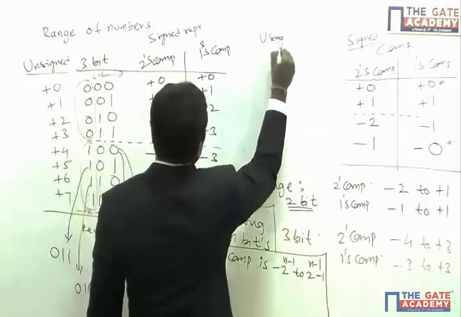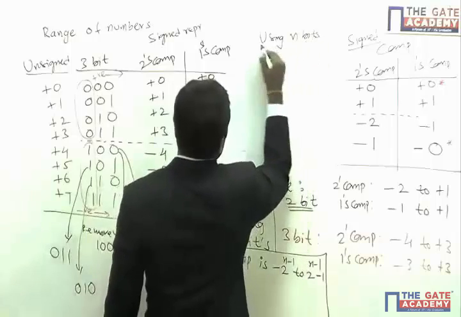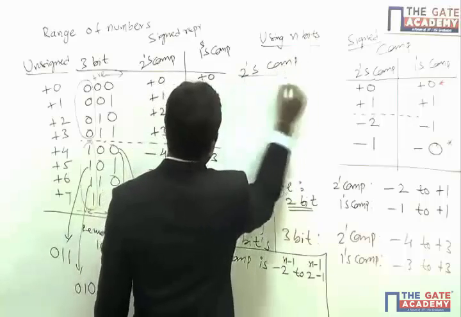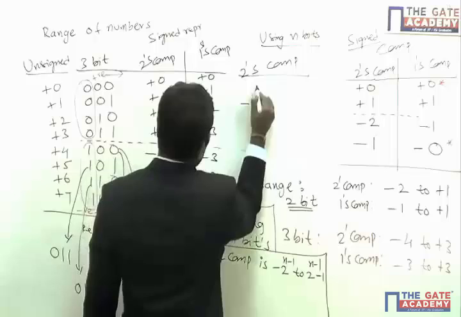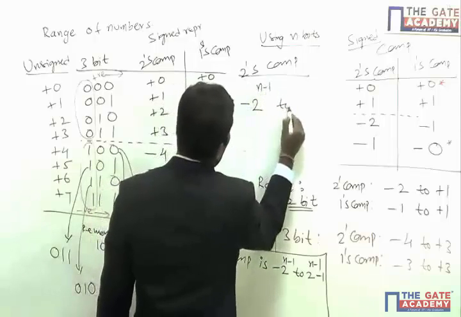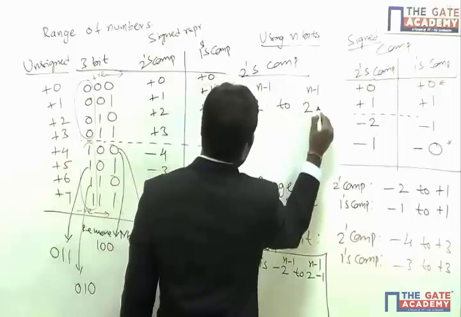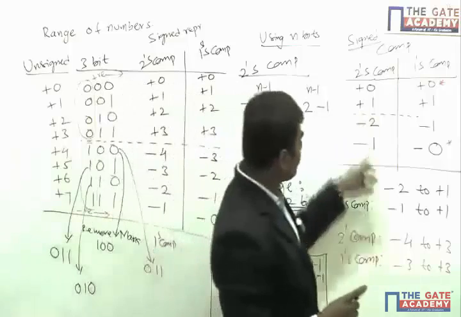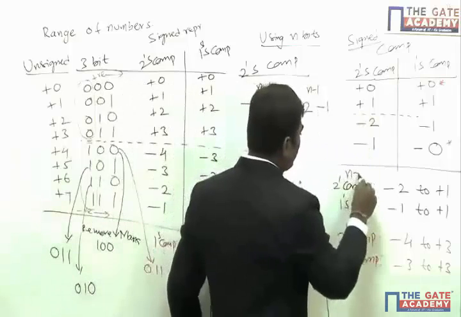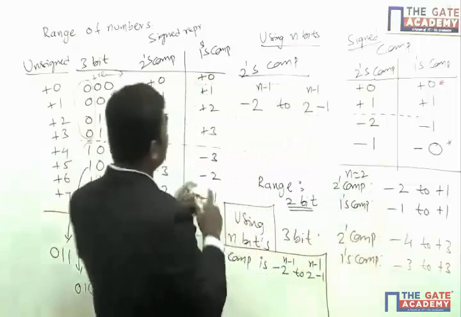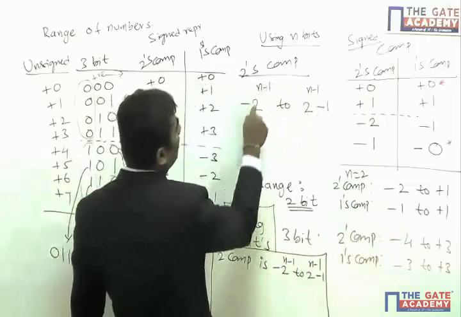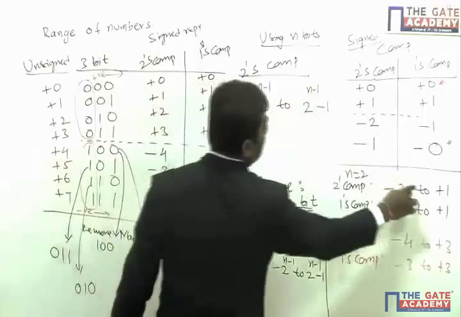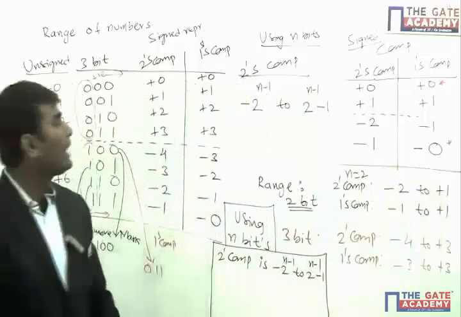Using n bits, for 2's complement, the range is minus 2 to the power of n minus 1 to 2 to the power of n minus 1, minus 1. Why? Because see, n is equal to 2. When n is equal to 2 in this scenario, substitute the same 2 over here: 2 minus 1 is 1. Minus 2 to the power of 1 is minus 2, and 2 to the power of 1 minus 1 is 1. So minus 2 to plus 1 in a generalized way.